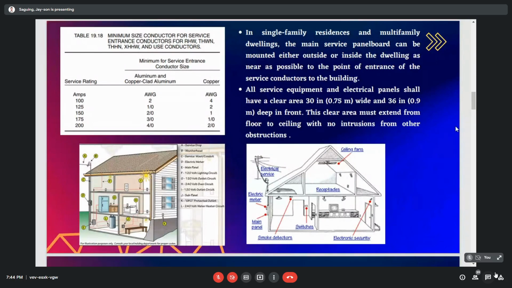So in single-family residences and multi-family dwellings, the main service panel board can be mounted either outside or inside the dwelling as near as possible to the point of entrance of the service conductors to the building. All service equipment and electrical panels shall have a clear area that is 30 inches or 0.75 meter wide, and 36 inches or 0.9 meter deep in front.